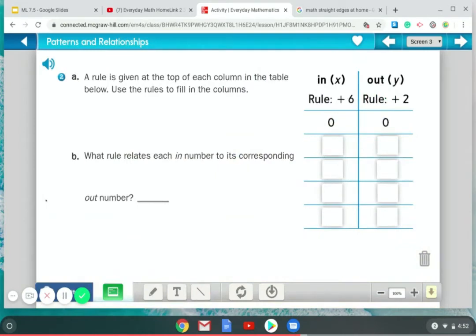Okay, let's go ahead and take a look at number 2 here, practice problem. A rule is given at the top of each column in the table below. Use the rules to fill in the columns. So this table here to our right, in our in column, we see that the rule is +6. In our y column, we see that the rule is +y. Our first corresponding set of terms is 0, 0. So go ahead and follow the rules to complete the table.